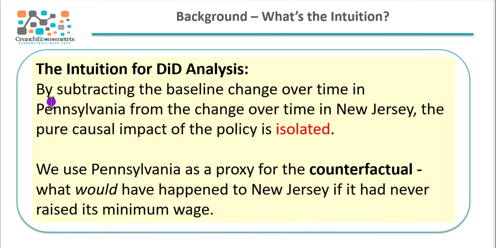Now let's capitalize on the intuition for DID analysis by subtracting the baseline change over time in Pennsylvania from the change over time in New Jersey. The pure causal impact of the policy is therefore isolated. Like I said, Pennsylvania is the proxy for the counterfactual. That is, what would have happened to New Jersey if it had never raised its minimum wage?